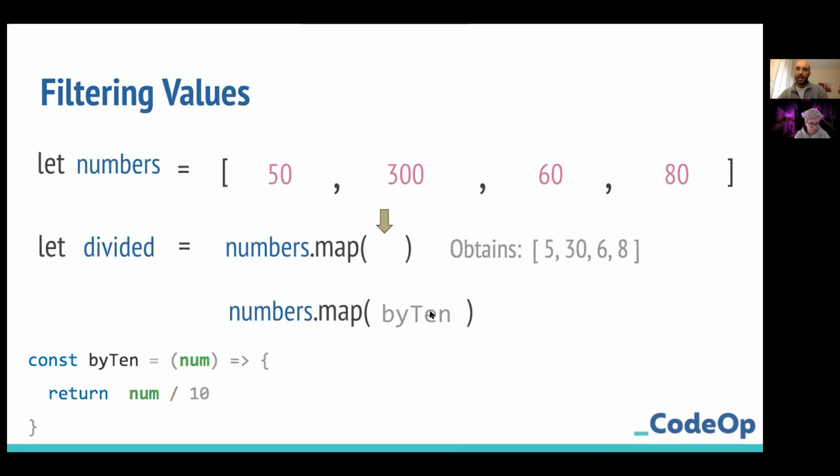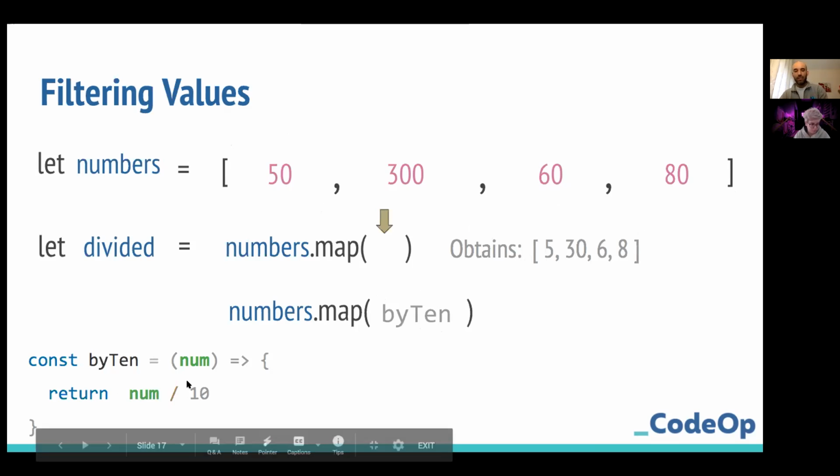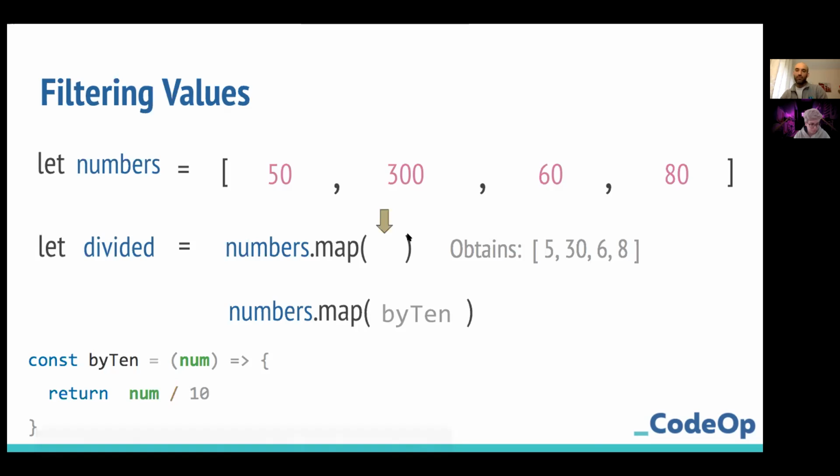So map goes ahead, takes that function, and executes it. So imagine that map automatically takes this function. It feeds to it the first number. It divides it by 10, and it puts it in an array, right? Same for the 300, for the 60, and the 80. And the result of that is an array with the same set of instructions applied to every single element. Okay, does that make sense? Any questions on this? Just want to make sure we understood that concept.